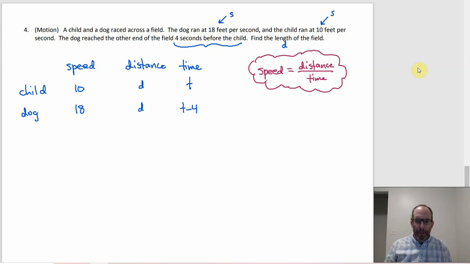It'll be a little easier because you can see what we're going to do. We have two different ways to write d. If you solve for distance instead of speed, you can express d using the stuff in the child row, and you can also express it using the stuff in the dog row. That's basically what we're going to do.